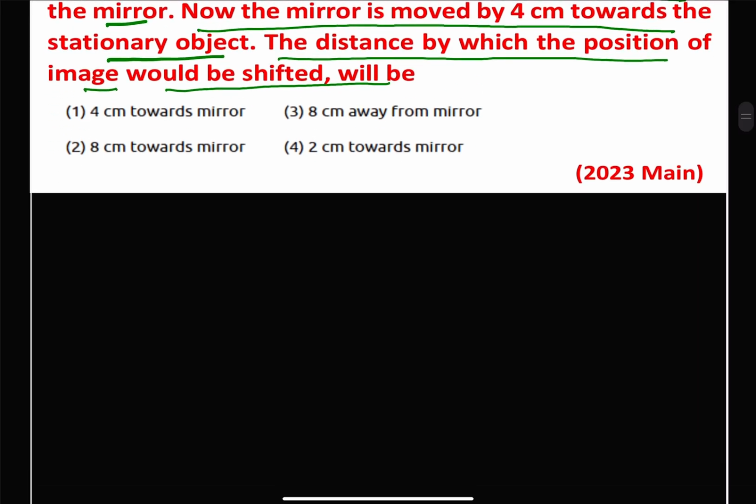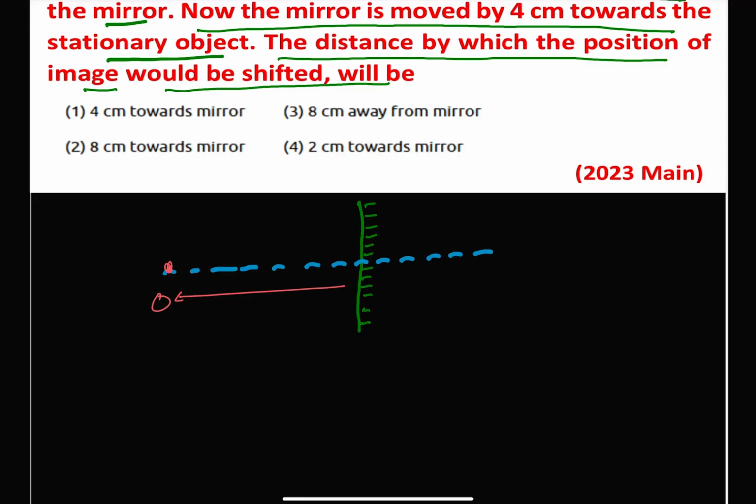So let us draw its approximate figure. So this is our plane mirror, and let us suppose this is the principal axis or the center point. Here we have an object, and the distance of the object is given as 12 cm. Okay. And corresponding to this object there will be an image, which will be at the same distance. So let us suppose this image I, and its distance will be about 12 centimeter, and this image is with respect to object O. Now it is said that the mirror is moved by 4 centimeters toward the stationary object.